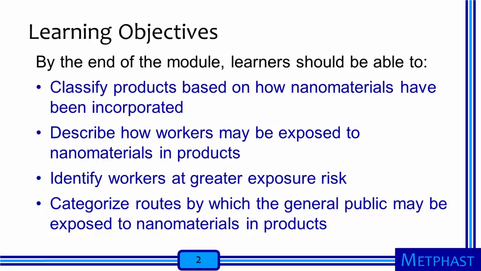The objectives for this module are that, by the end, learners should be able to classify products based on how nanomaterials have been incorporated, describe how workers may be exposed to nanomaterials and products, identify workers at greater exposure risk, and categorize routes by which the general public may be exposed to nanomaterials and products.